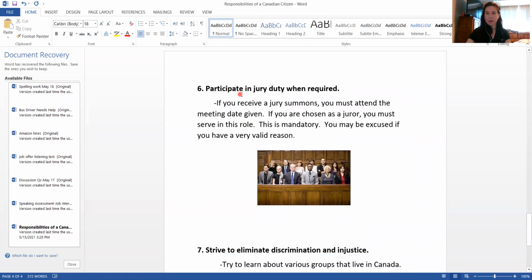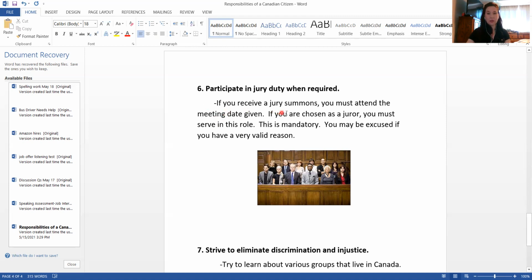Next, participate in jury duty when required. So of course, the jury is 12 members of society, Canadian citizens, who sit in a court trial, listening to all of the evidence, and at the end, will decide together if that person is guilty or innocent.